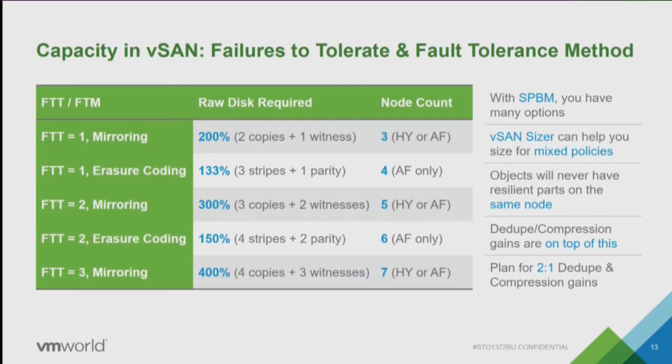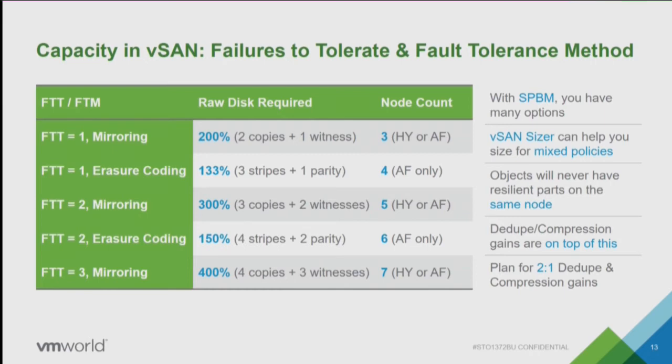Great point. On top of all this, if I'm running all flash with deduplication and compression, that operates on top of this and gives me additional savings. The disk savings go on top of this FTT cost. We tell folks, plan on a 2-to-1 dedupe and compression. We are very realistic about deduplication and compression. It's an excellent system overall, and it's manifested very well in vSAN, but we do not throw out fun 10-to-1 numbers and 15-to-1 numbers on dedupe and compression.